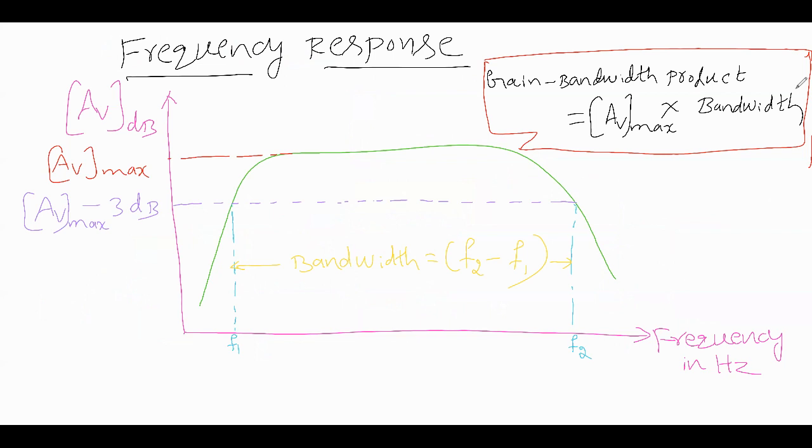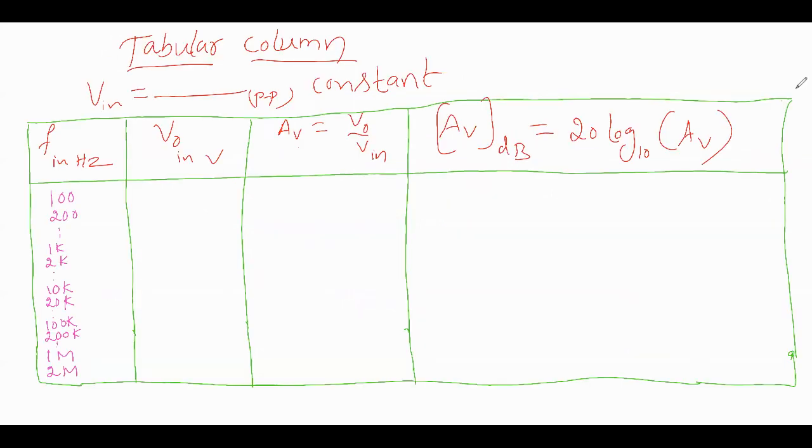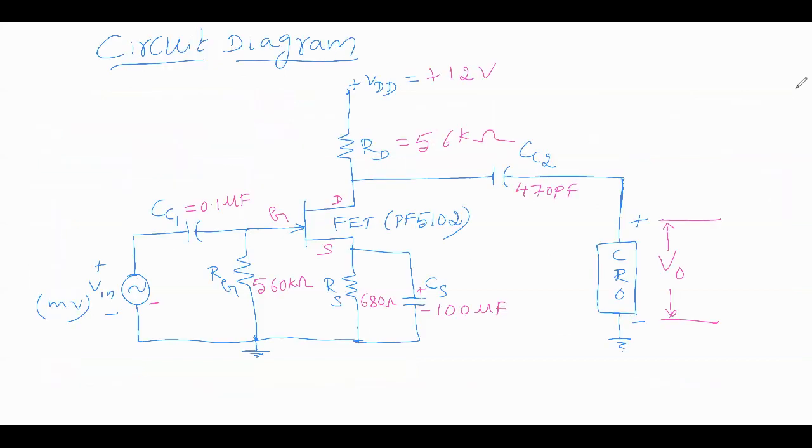Frequency response is going to be obtained like this. How do you get this frequency response? To get this frequency response, you have to wire the circuit. Whatever circuit is given, wire the circuit and apply the input signal to it.